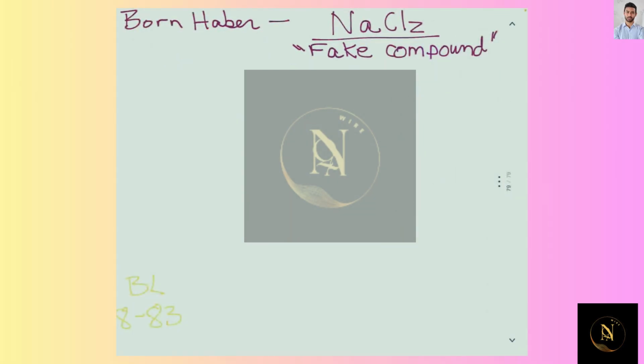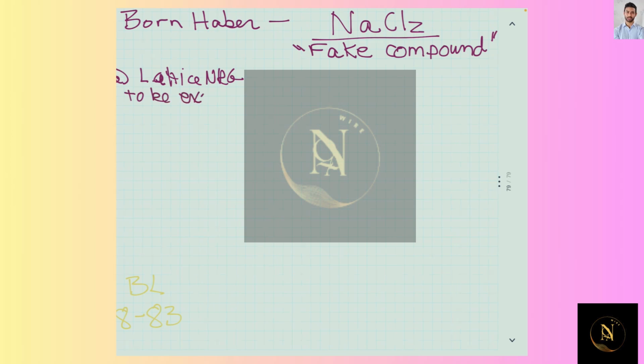We are asked to construct a Born-Haber process diagram in order to show the formation of a hypothetical compound, NaCl2. We are told that Na has a fake 2 plus charge. And the second ionization energy I will provide in a couple of minutes.